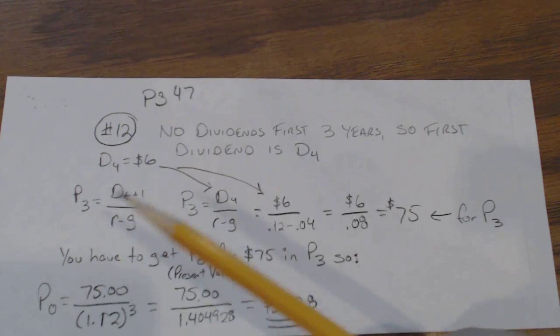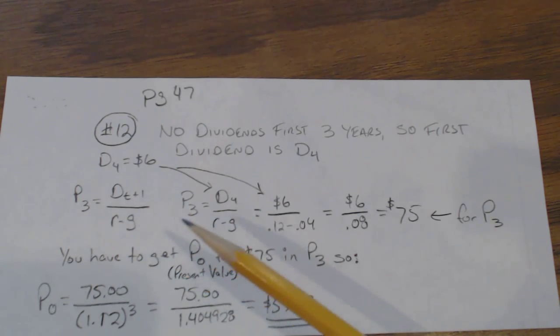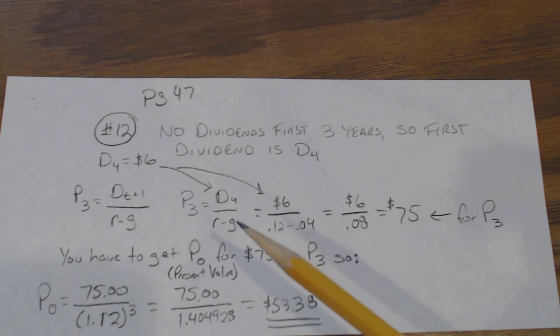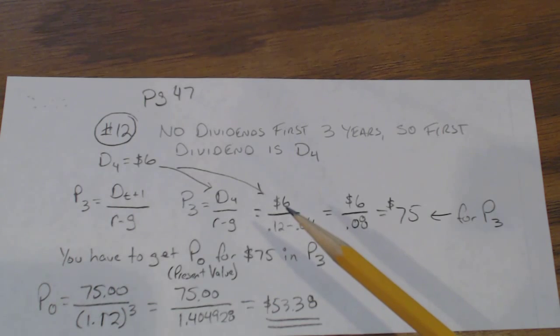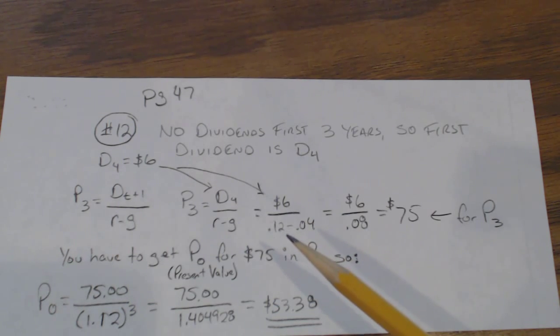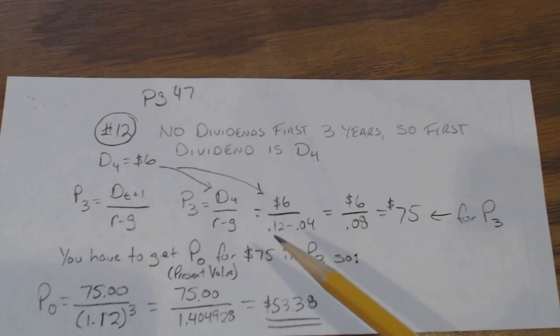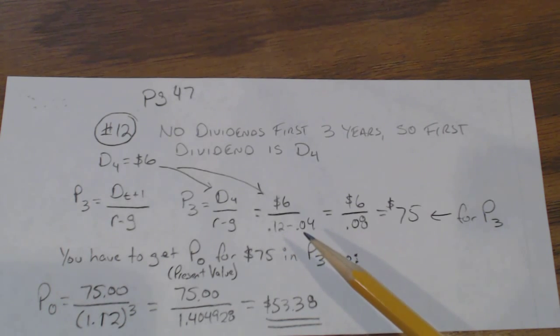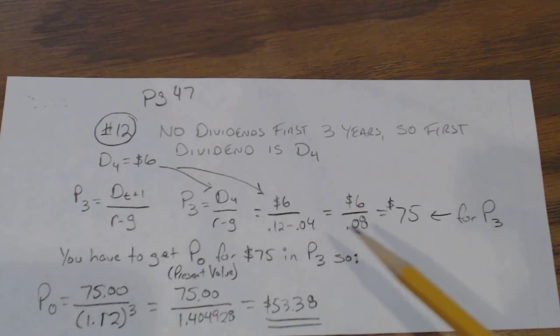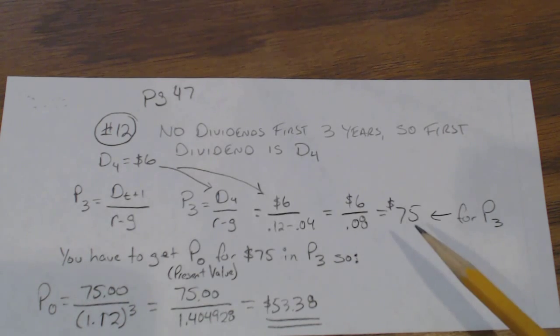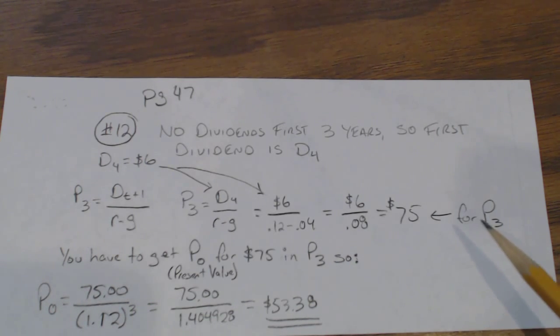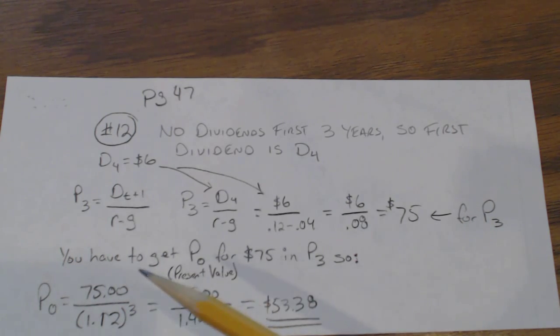So P3 equals D(t+1) over r minus g, so P3 equals D4 over r minus g. You know that the dividend is $6 with the constant growth rate, that's why we're using that formula. Required return is 12% and the growth rate is 4%, so $6 over 0.08 is $75. That's P3, the price in year 3.